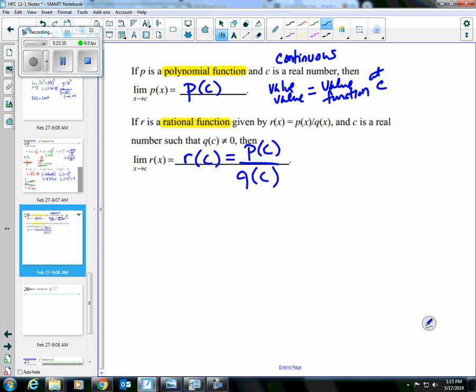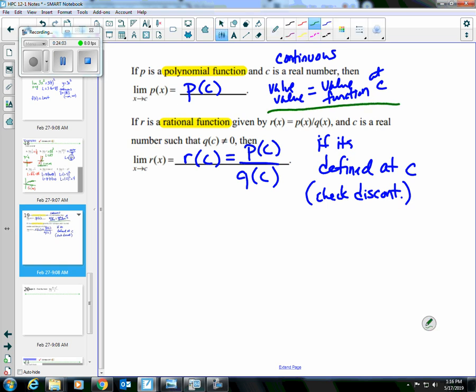If it's defined there, and that's the key, the limit is going to be equal to the value of the function if it's defined at c. So it has to be in the domain of the function. So just be careful about that. If c is a place where it's discontinuous, so we have to check for discontinuities, right? We need to make sure that it's a place where it's continuous. So we need to check that. So that Q of c, we have to double check and see what makes that 0. But if it's defined at c, then the value of the function again at c would be equal to the value, oh, I wrote value twice up here. Sorry about that. Value of the limit. Probably like, what is she doing?